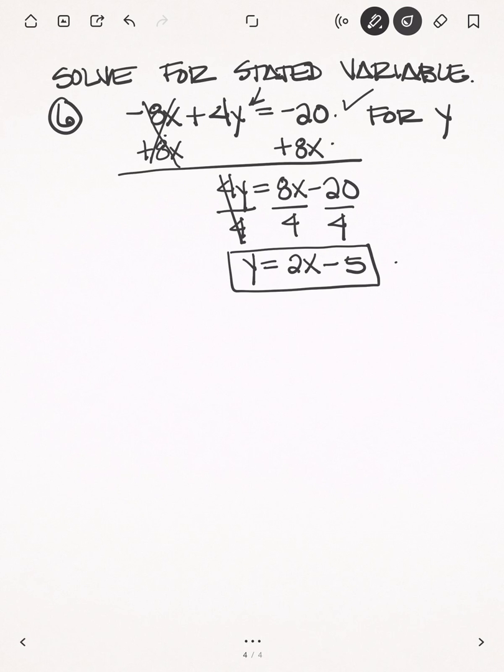All right. The next part, it's going to say multiply using the distributive property.